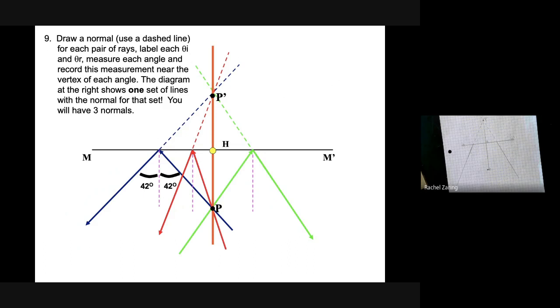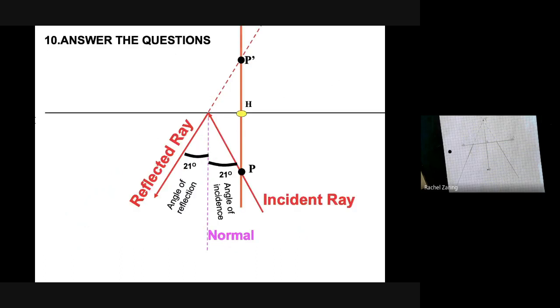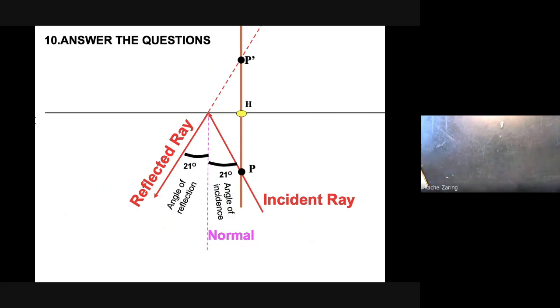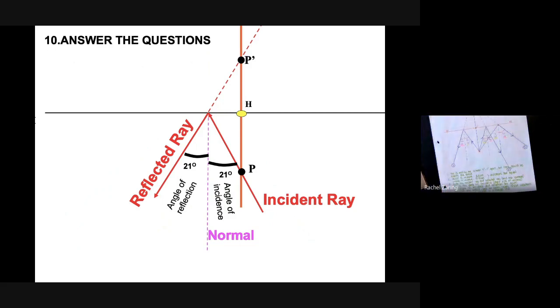You're going to measure each angle using your protractor. Now you have another measurement, and then you have your third measurement. You should have 3 normals and 6 measurements, 3 of the angle of incidence and 3 of the angle of reflection. This is kind of like the final, just full label of what everything should look like for something like this. Also kind of put my complete lab report up here that shows you your different incident ray, reflected ray, the angle of incidence, the angle of reflection, and the normal.